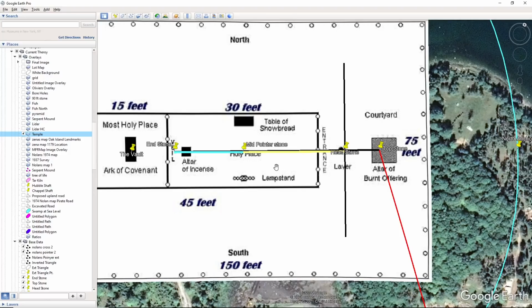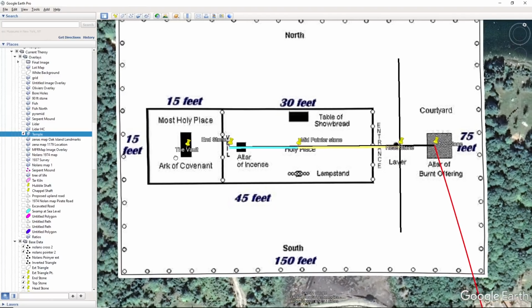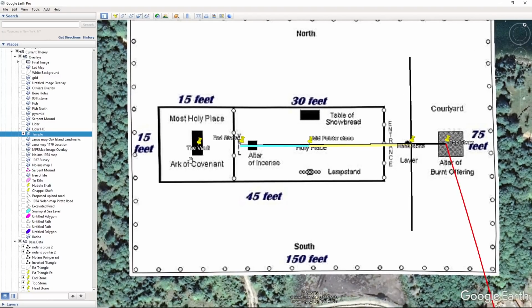Then he would enter into the holy place, and he would place the showbread on the table and light the lampstand. And then he would go to the altar of incense, and he would light the altar of incense. And then after that, he would move into the most holy place, which is not part of Nolan's cross, but it is the location of the vault under the earth, which is taken from Zena Halpern's map.